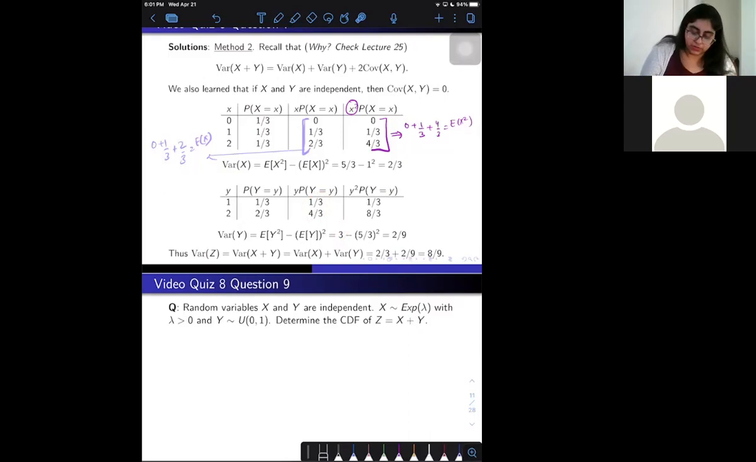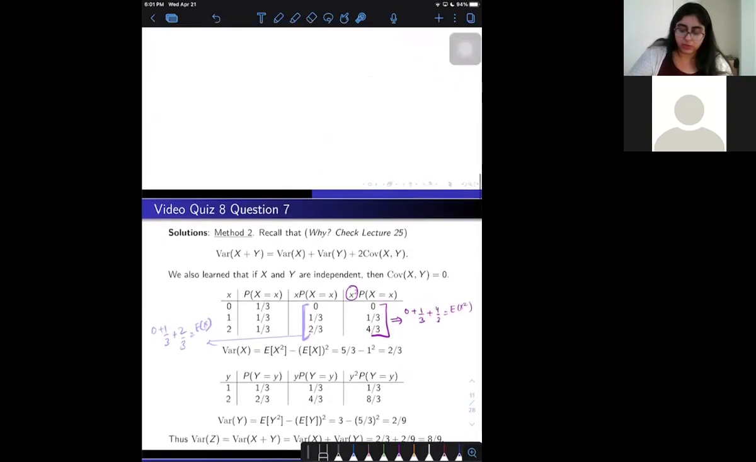Now to find the variance of z, what is z? X plus y. So we have to find the variance of x plus y, which in this case is just the variance of x plus the variance of y. So we take this variance of x and add it to the variance of y. Now, why is it the variance of x plus the variance of y? Because we already discussed that since x and y are independent, the covariance is 0.